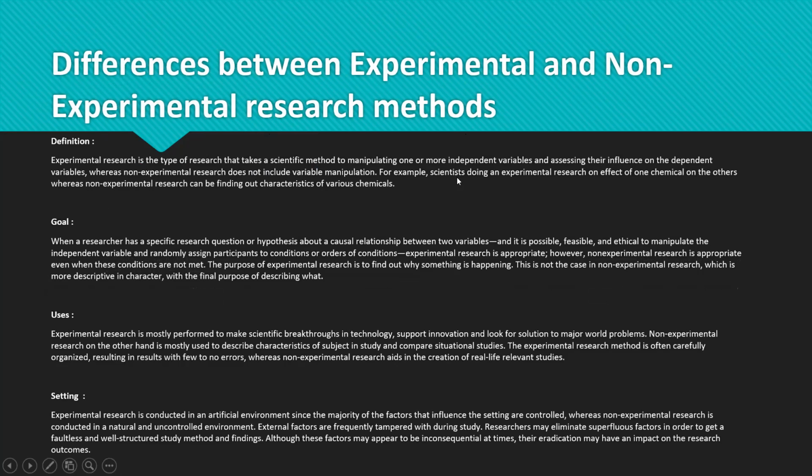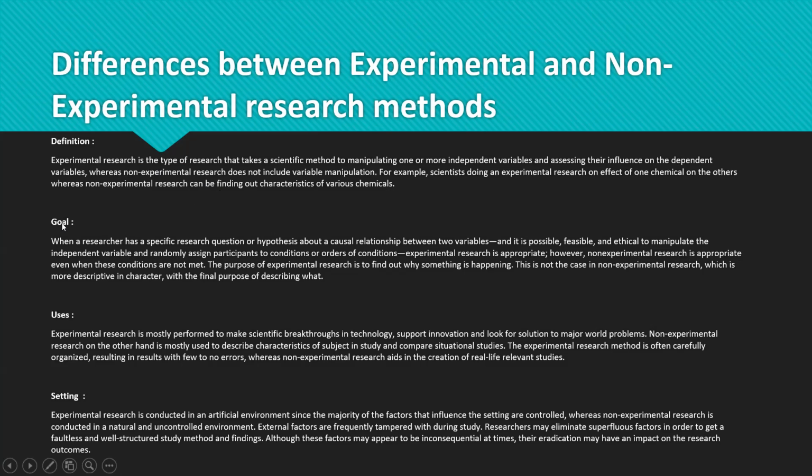For example, scientists doing experimental research on the effect of one chemical on others, whereas non-experimental research can be just finding out characteristics of various chemicals. That's all. Experimental research tries to form a causal relationship between the effect of one chemical on another, whereas non-experimental research simply includes finding out characteristics of various chemicals.